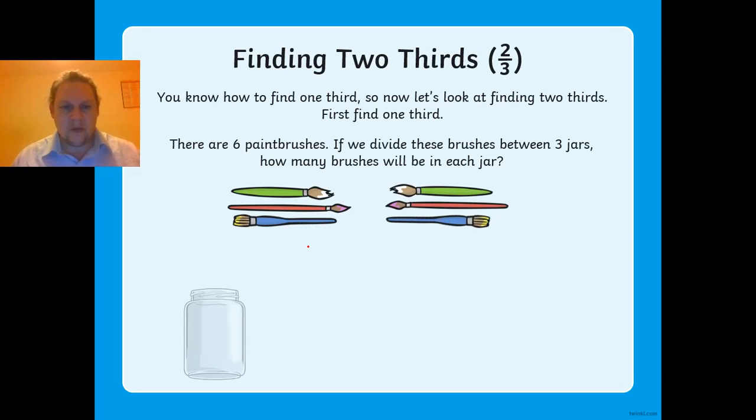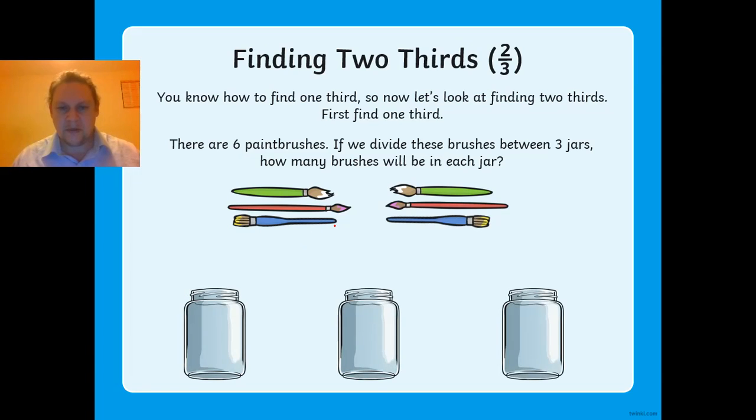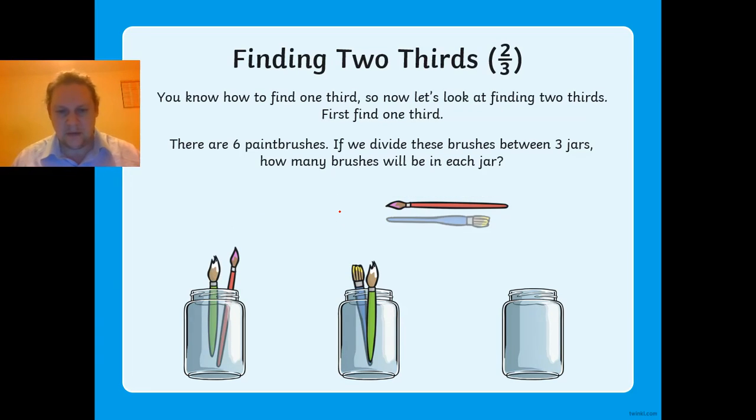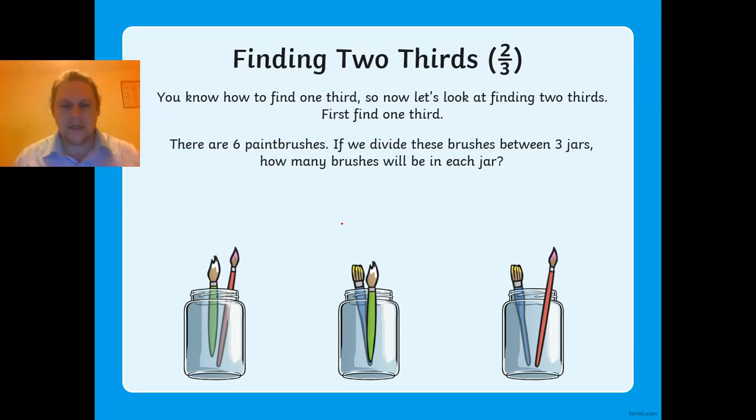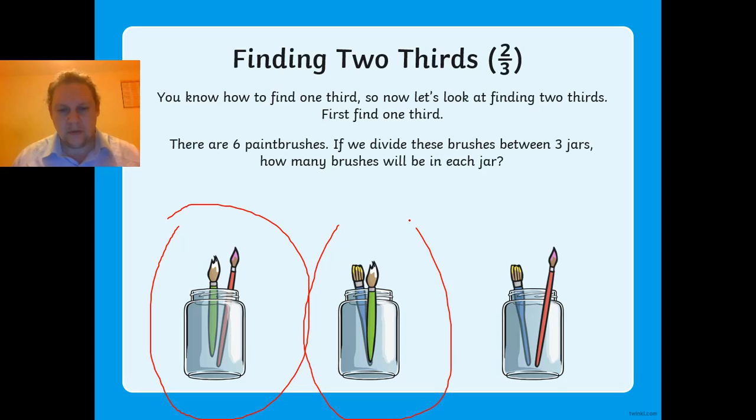First, find 1/3. There are 6 paintbrushes. If we divide these brushes between 3 jars, how many brushes will be in each jar? Let's find out. There's going to be 2 brushes in each jar. Okay, 3 jars because we're dealing with thirds. So 3 groups, 3 equal groups, 2 brushes in each group. But this time, we're not interested in 1/3. We're interested in 2 of the thirds.